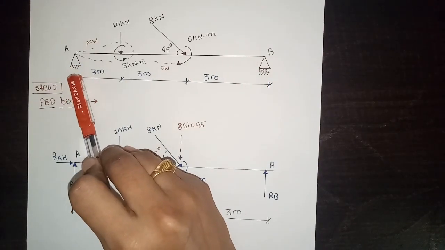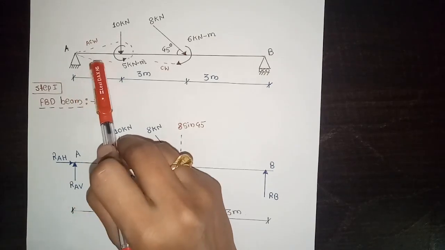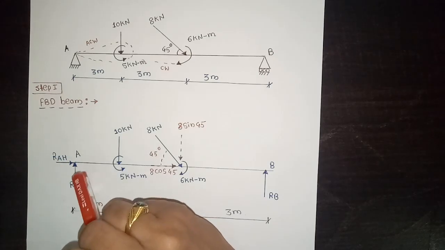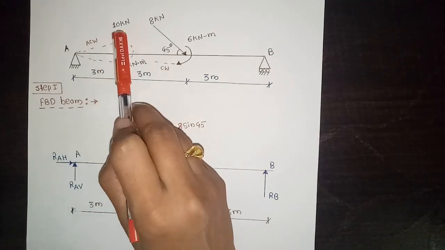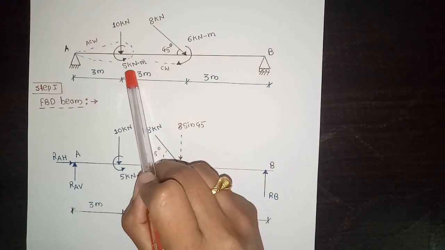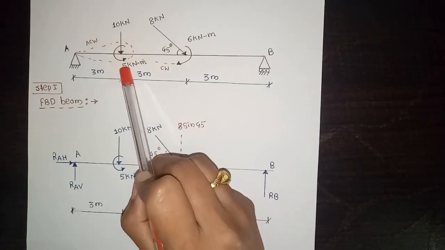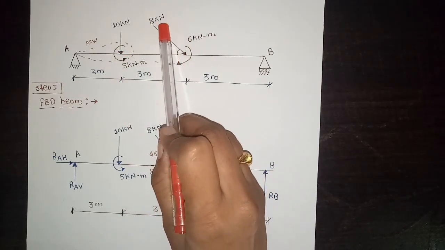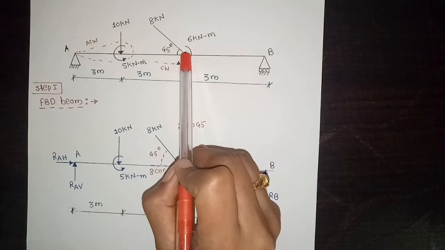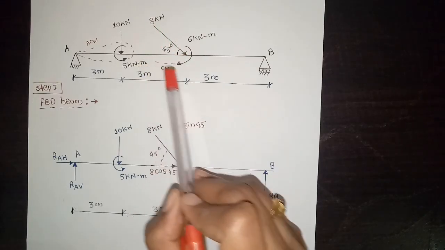For hinge supports, how many reactions are calculated? Only two reactions are calculated, that is horizontal and vertical. This is the 10 kilonewton point load, 5 kilonewton meter and 6 kilonewton meter. This is the couple. 8 kilonewton acts at an angle 45 degree, that is an inclined force.